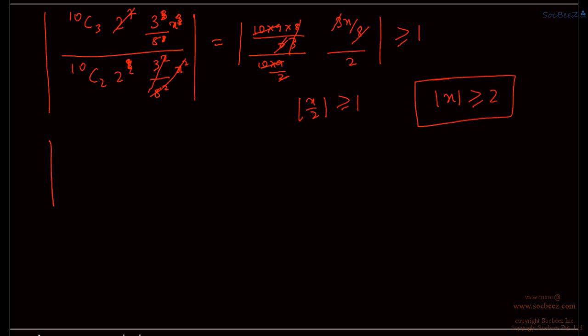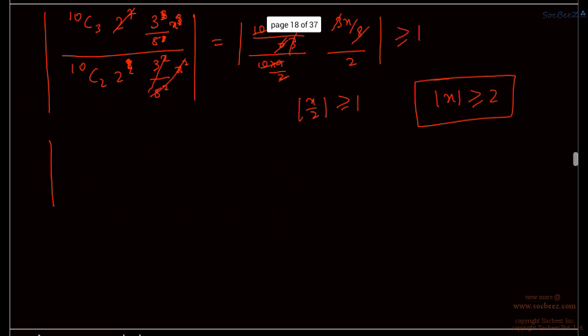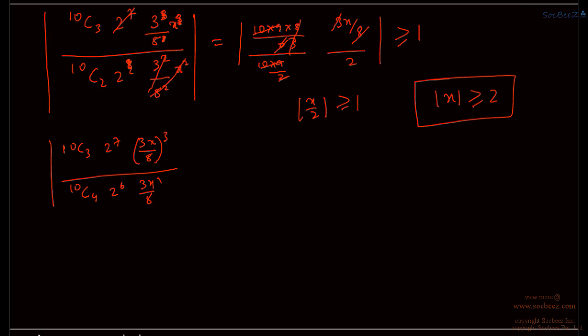Let's look at the second one. The second one is 10C, now that is again 10C. The same thing as the first one, but the denominator will be different now, right? So you have 10C3 2 power 7 3x by 8 cube divided by 10C4 2 power 6 3x by 8 power 4, right?